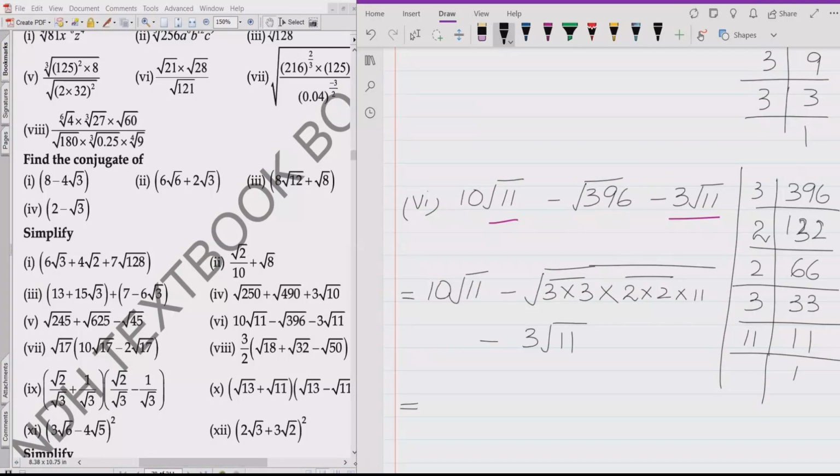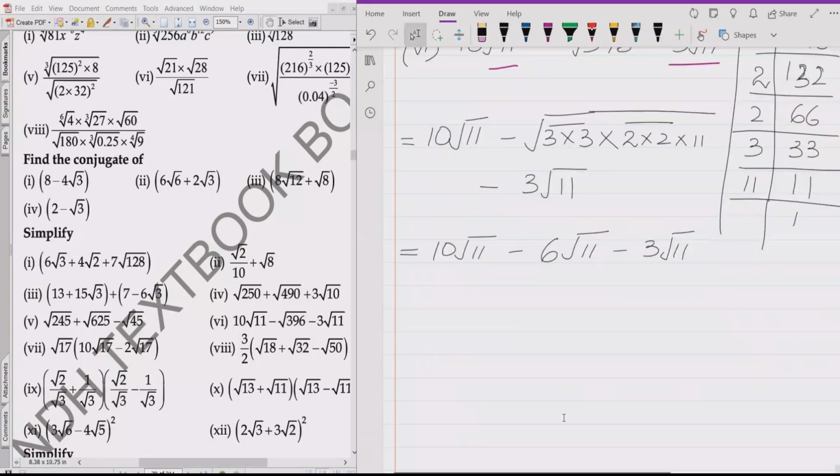Now we will simplify this one. 10 root 11 minus 6 root 11 minus 3 root 11. Now we will subtract all these terms. 10 minus 6 is 4, so 4 root 11. And after that we get 3 root 11. So both are similar surds. So 4 minus 3 is 1 root 11.